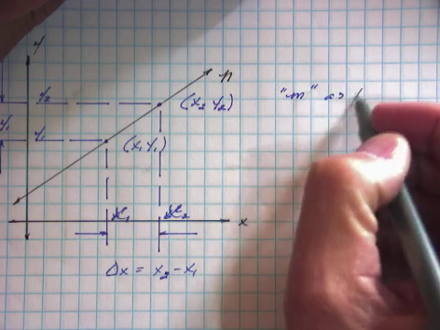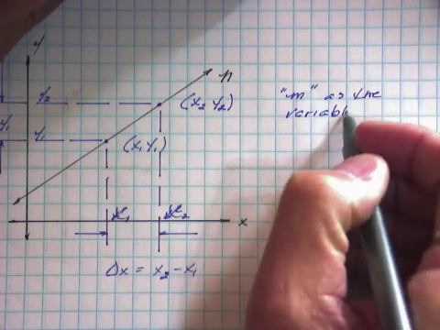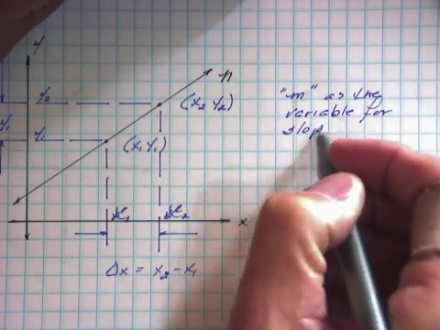Go back to the formula where we're using m as the variable for slope.